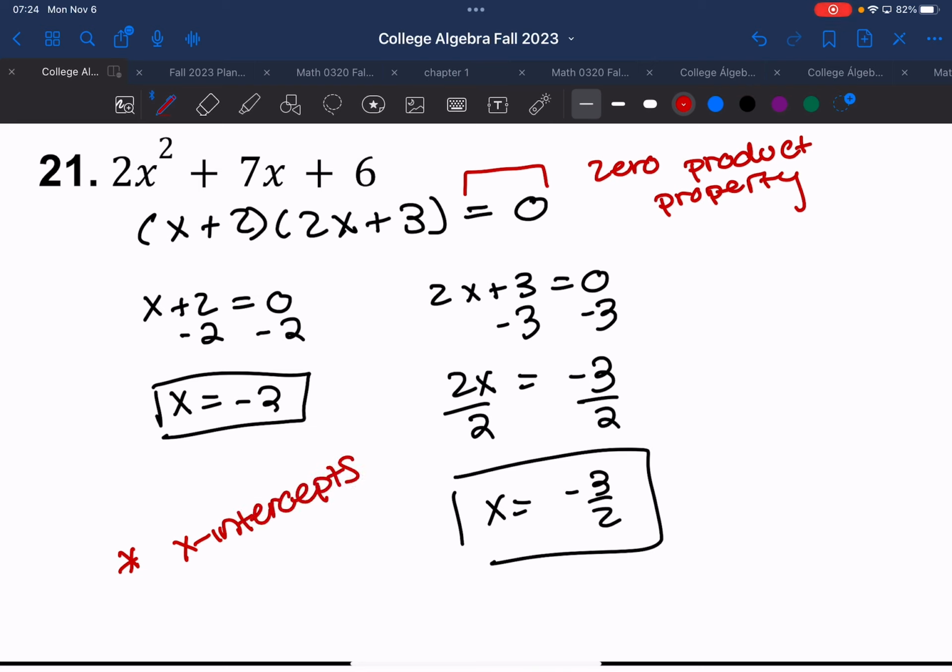So if we were to look at a graph, these would be our x-intercepts. Remember, another name for x-intercepts are zeros and roots. These are all the same thing, just different ways to word them. So in a problem, instead of saying solve, they could say find the x-intercepts, and you would do these same steps. Or they could say find the roots. You would do the same steps.